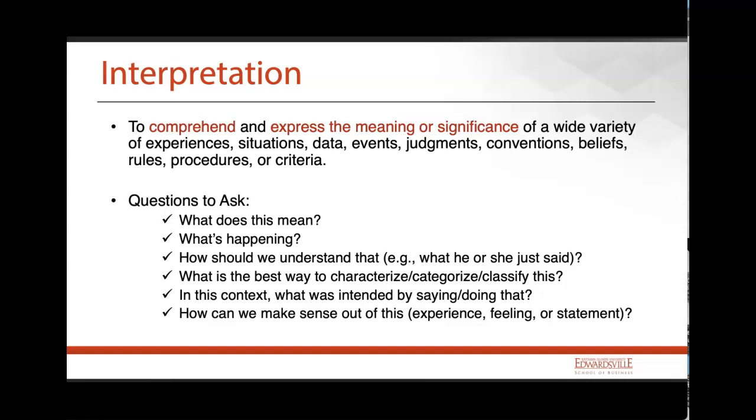And so it is important for us as we're interpreting something or trying to apply some sort of meaning or significance to something that we need to see it through a more critical eye and not just take it for granted, right? We've got to ask the right questions. And here's a bunch of really good questions to ask. What does this mean? What's happening? How should we understand this? What is the best way to characterize or categorize this? In context, what was that person trying to communicate to us? If we take something out of context, that's going to be really problematic for us when we're trying to justify why we're doing things. Lastly, how can we make sense out of this, which is based on our feelings, our experiences, or on facts, factual data.